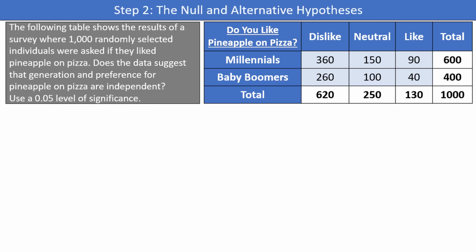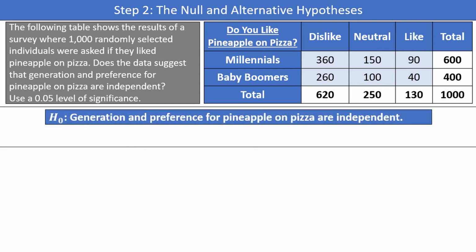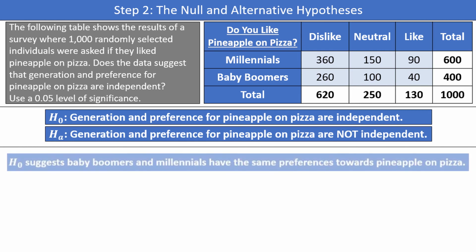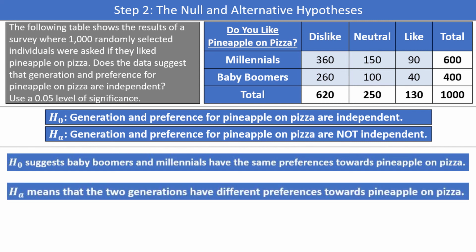Step 2, the null and alternative hypotheses. The null hypothesis is that generation and preference for pineapple on pizza are independent, and the alternative hypothesis is that generation and preference for pineapple on pizza are not independent. The null hypothesis of independence would mean that both baby boomers and millennials have the same preferences toward pineapple on pizza. And the alternative hypothesis of no independence, or dependence, means that the 2 generations have different preferences towards pineapple on pizza.